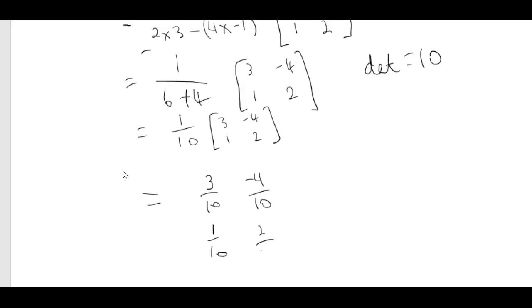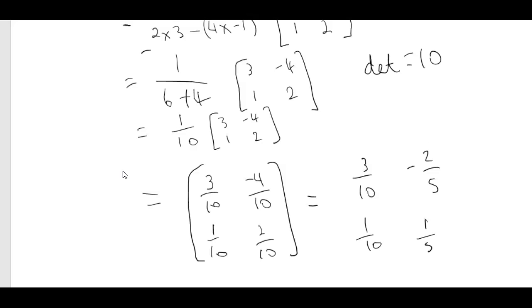And remember, you should simplify. We've got some fractions in there that can be simplified. 3 over 10 can't be. -4 over 10 becomes -2 over 5. 1 over 10 is already simplified, and then 2 over 10 becomes 1 over 5.